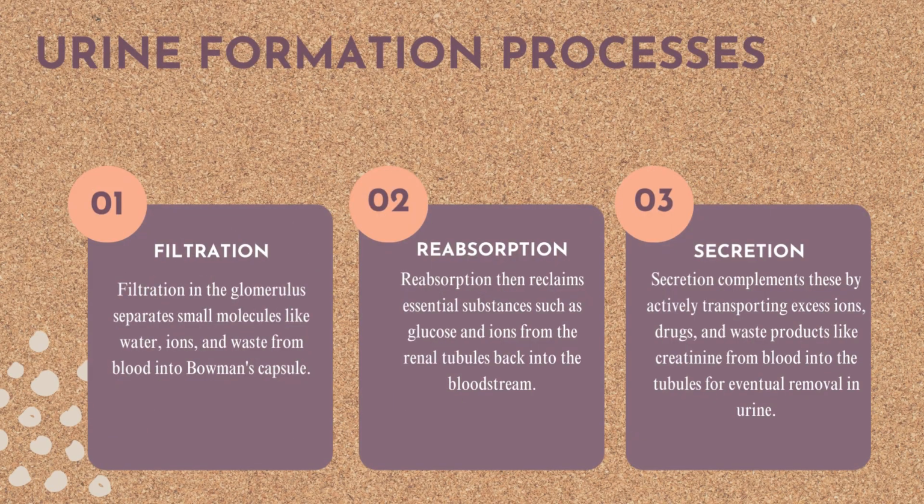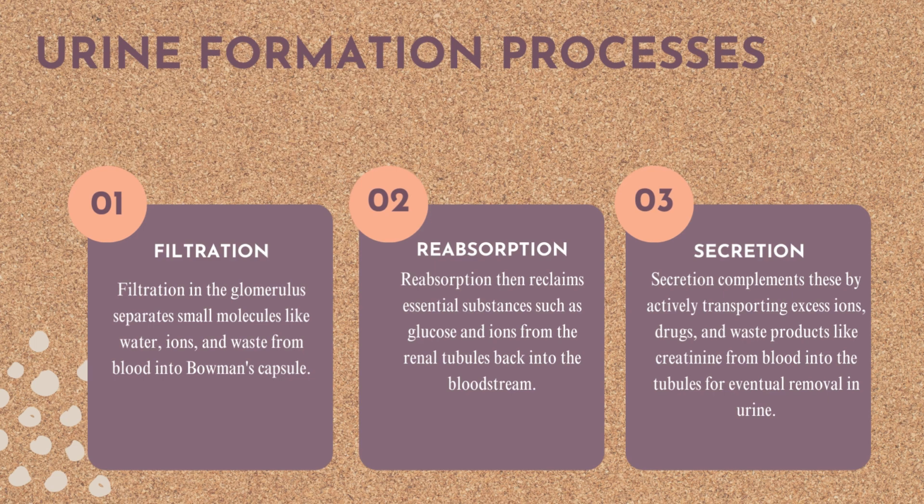Filtration is like a sieve that separates the good stuff from the bad stuff in our blood. This happens in the kidney, where blood is pumped through tiny capillaries, called the glomerulus. The pressure in the glomerulus forces water, nutrients, and waste products out of the blood and into a cup-shaped structure called Bowman's capsule. This fluid is called the glomerular filtrate, and it's like blood plasma, but without the big proteins and cells.